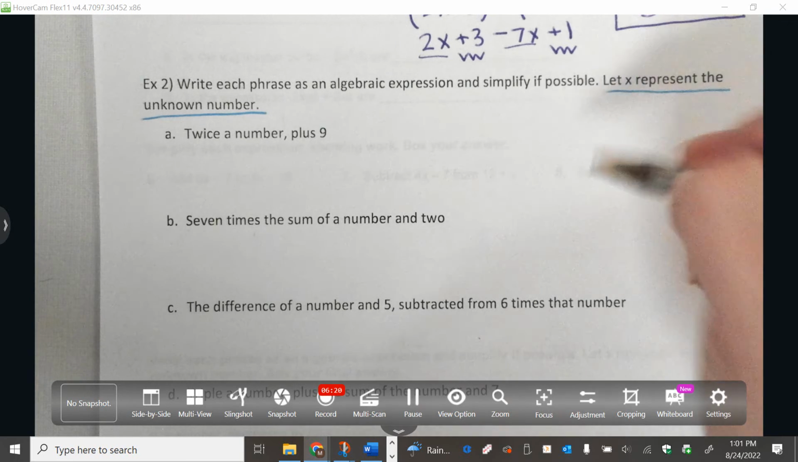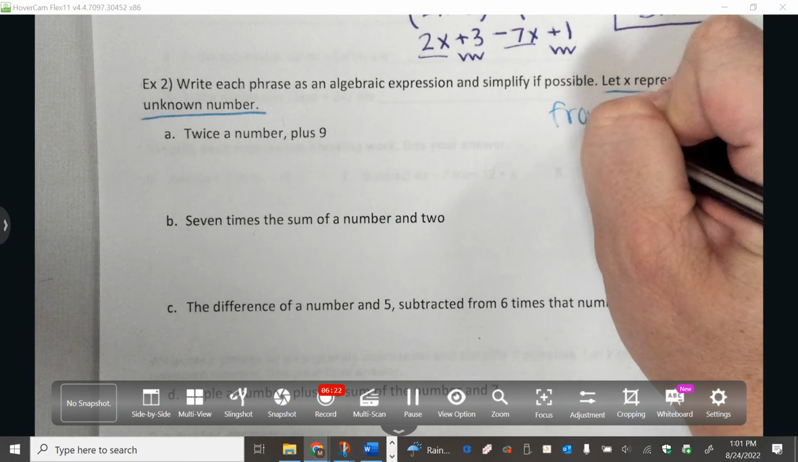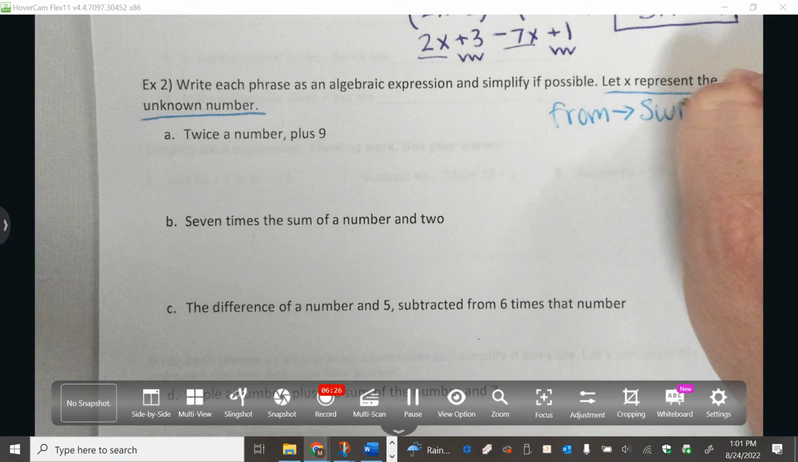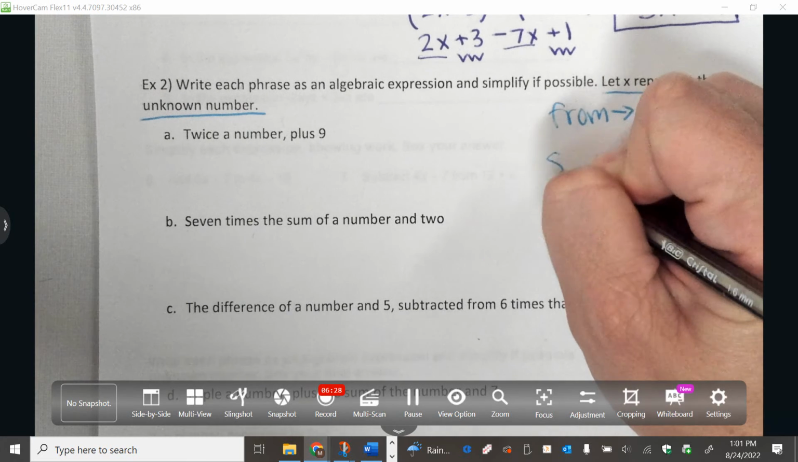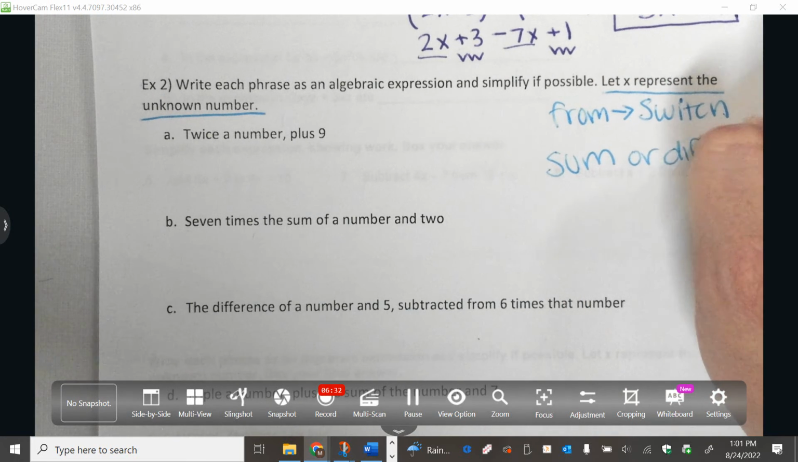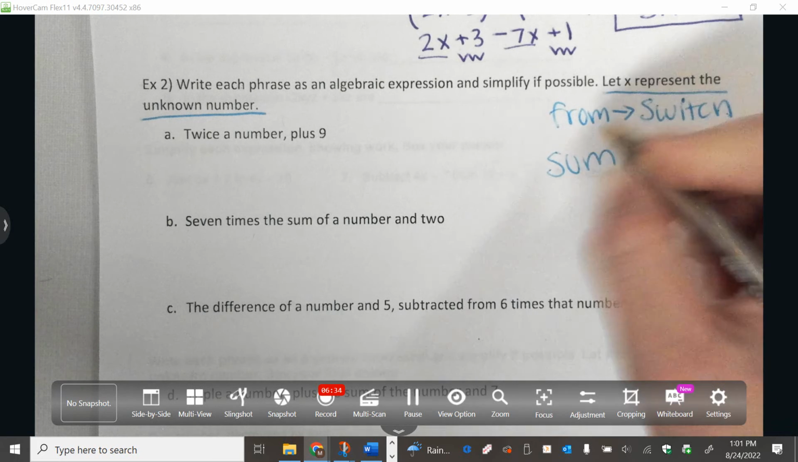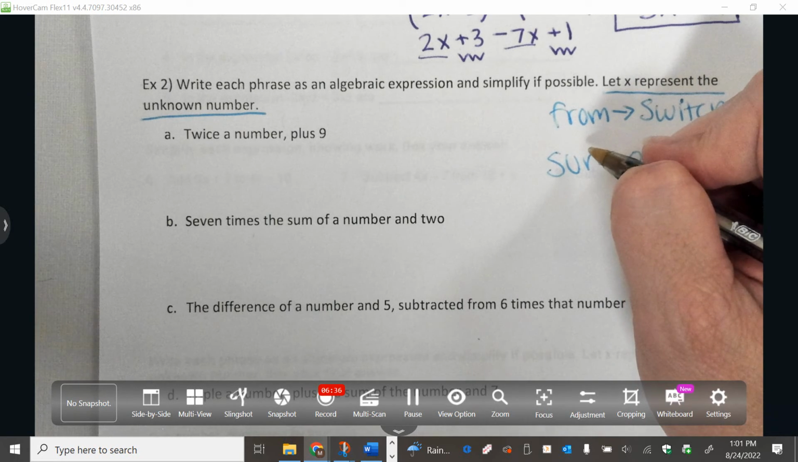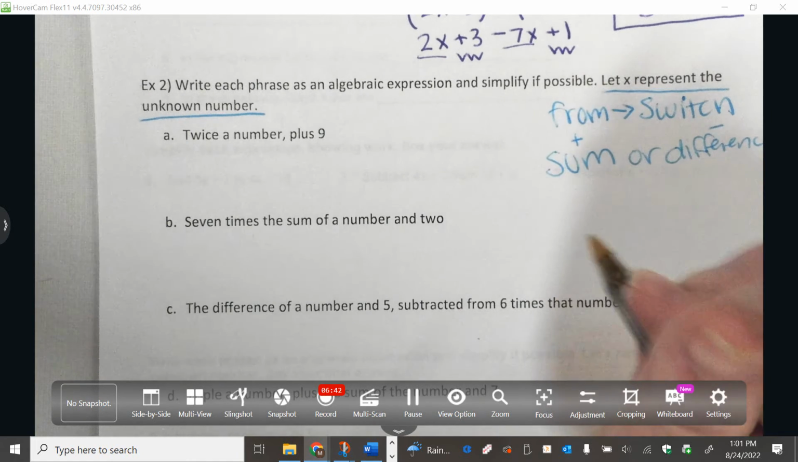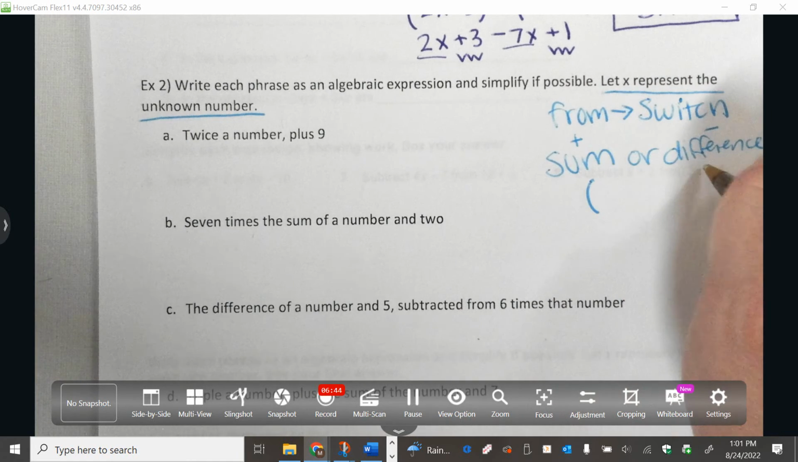Before we keep going, don't forget from means switch or flip. And if you see the word sum or difference, what is sum telling you to do? It's telling you to add, right? What is difference telling you to do? But if you see these words, you put parentheses every time.